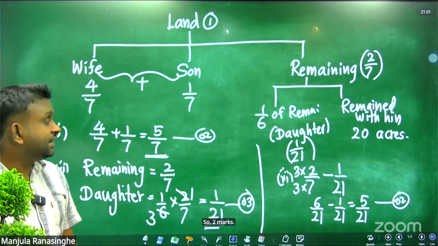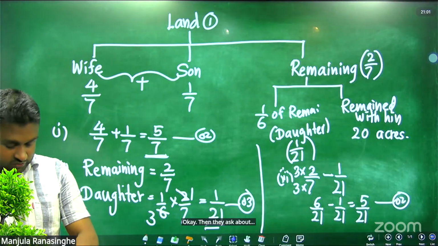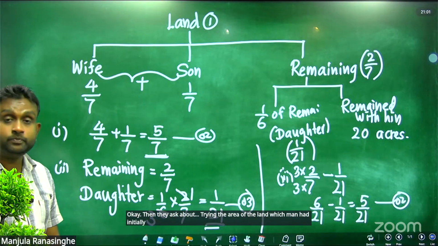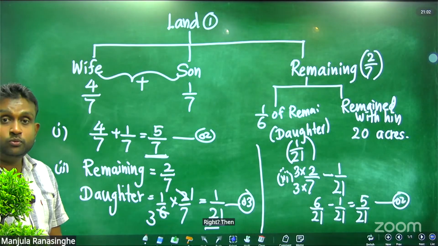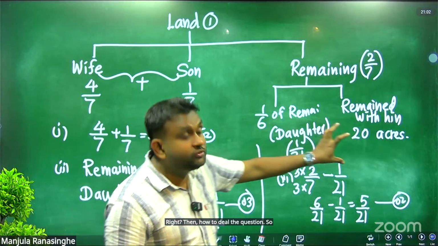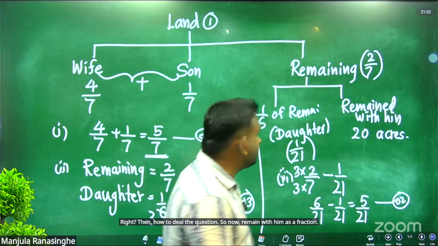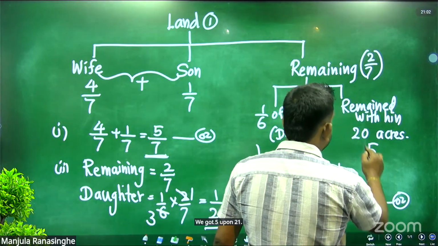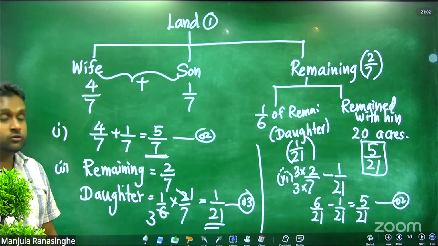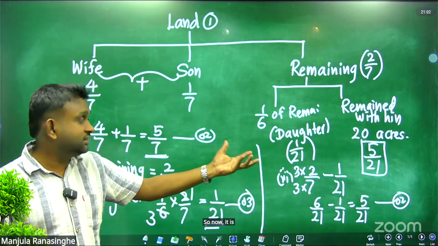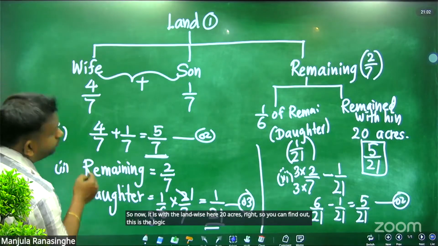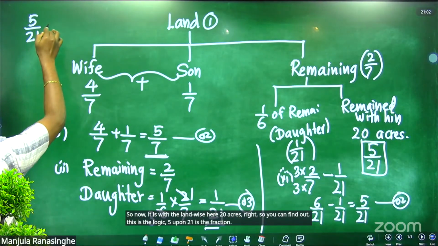Then they ask to find the area of the land which the man had initially, in acres. They are asking for the total land he had. How to deal with the question? So now the remaining with him as a fraction is 5 upon 21, and in land terms here it is 20 acres. So you can find out. This is the logic: 5 upon 21 is the fraction that equals 20 acres.